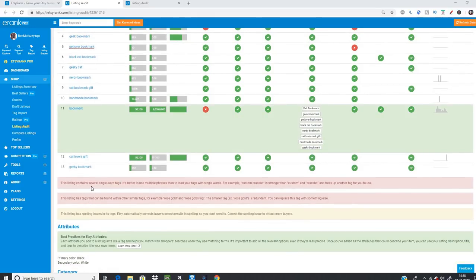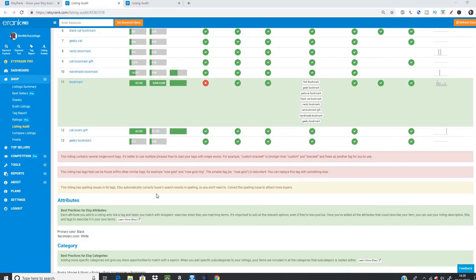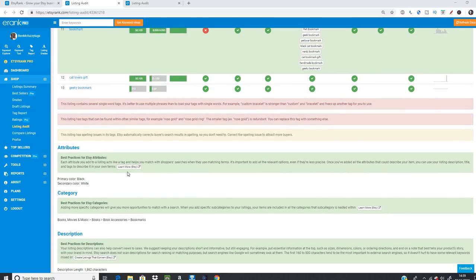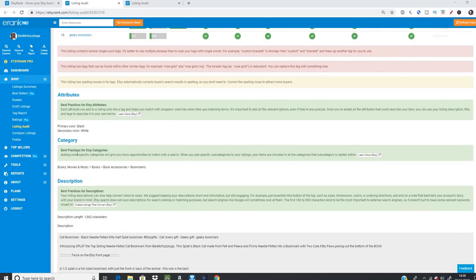Again, we've got red warnings here. The listing contains several single word tags, better to use multiple phrases, and the listing has tags that can be found in other similar tags. These red things are telling us what is preventing my listing from being an A grade. And then an amber has some spelling issues. So correct the spelling issues, it can look better for buyers. Again, attributes, what are your colors? It's telling us what that is here, telling us where we are in categories.